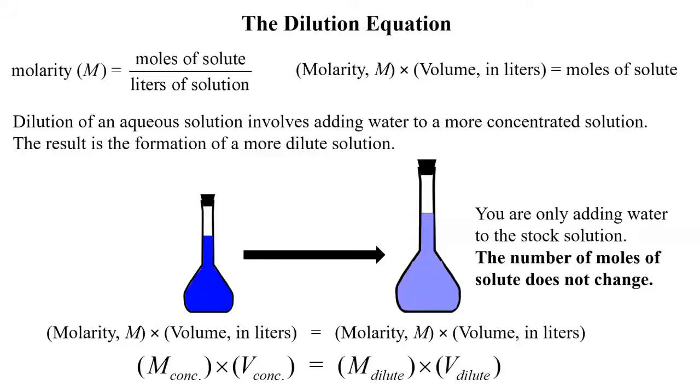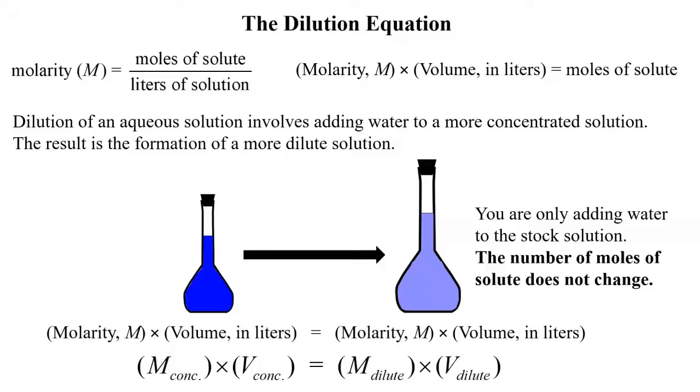So what I'm going to show you now is from Unit 3, where I taught you about solutions and concentrations. And when you're doing a dilution, you would use what I would call the dilution equation. So the molarity of the concentrated solution times the volume of the concentrated solution is equal to the molarity of the dilute solution times the volume of the dilute solution.